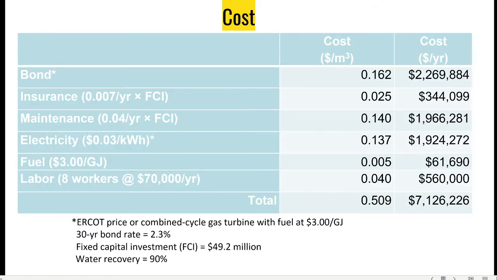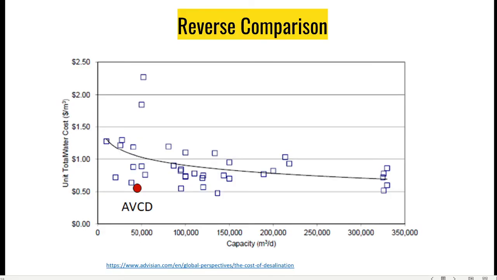So a quick cost analysis: in order to maintain the plant, we're estimating that the total cost will be around 50 cents per meter cube, which would come to around $7 million per year. And these are making the assumptions that we do have access to natural gas at $3 per gigajoule. We are financing with a 30-year bond at 2.3%, which is not far from our current values, and fixed capital investment is of around $50 million, and water recovery, like I mentioned earlier, will be 90%.